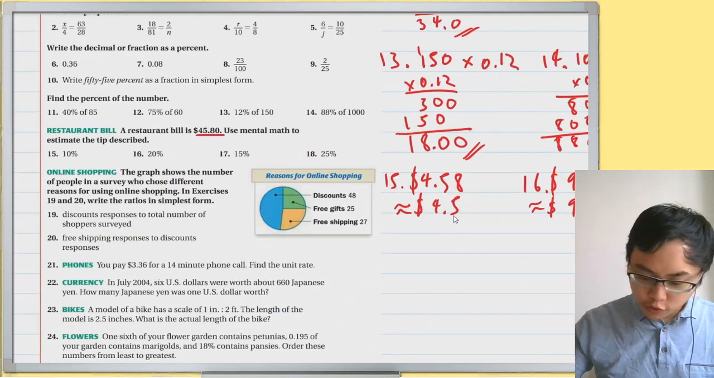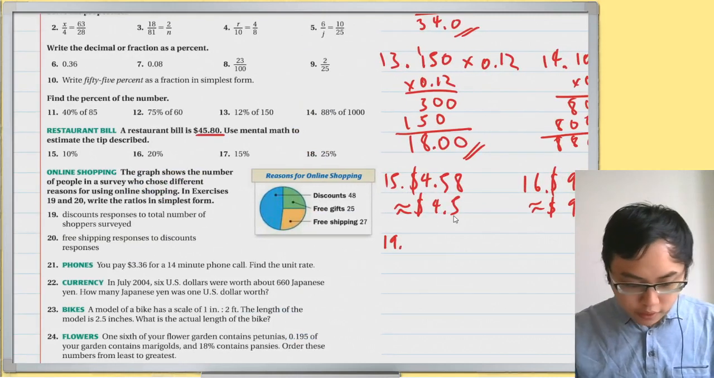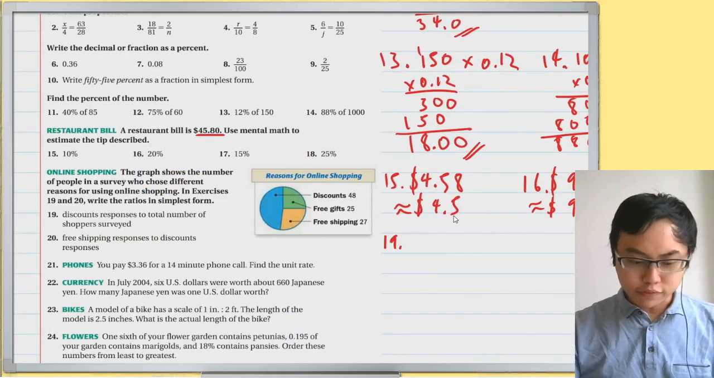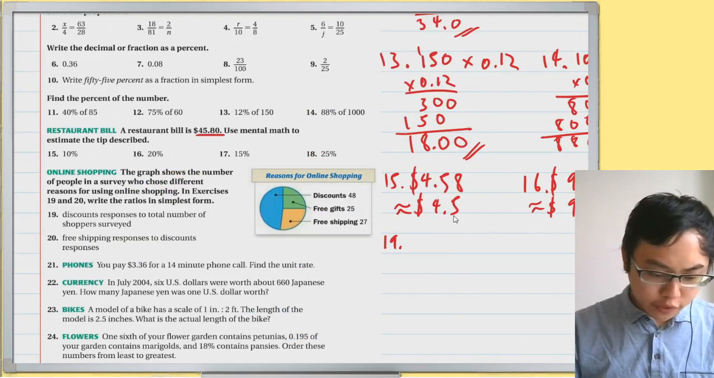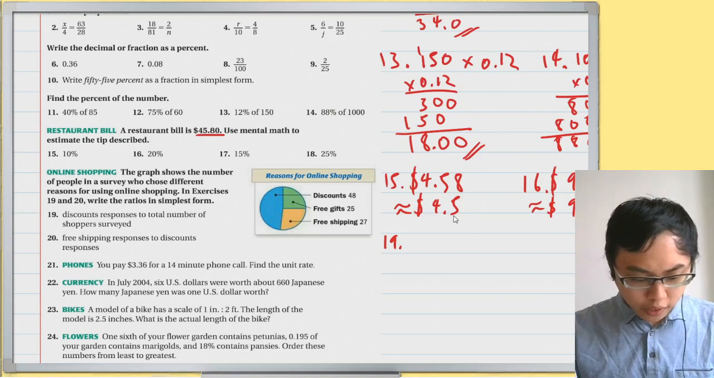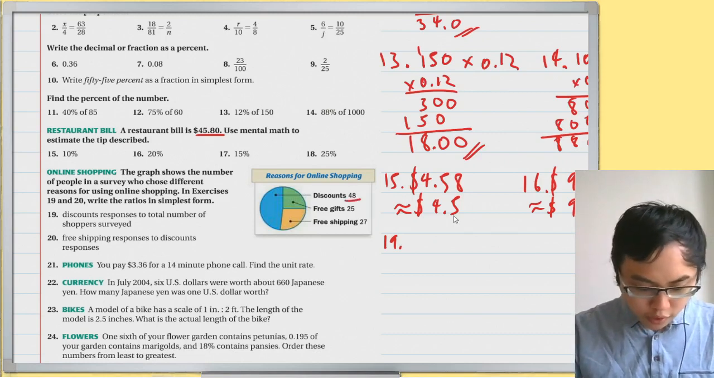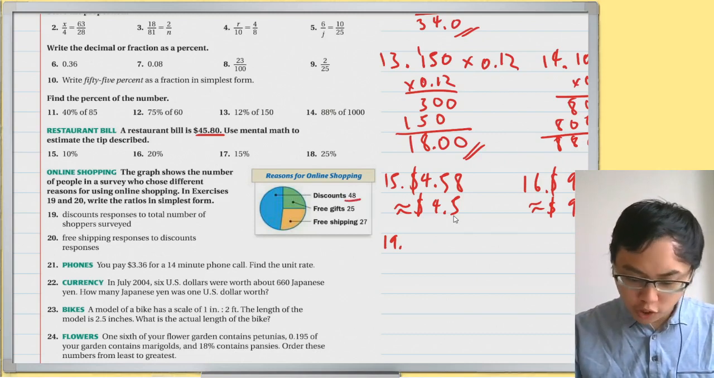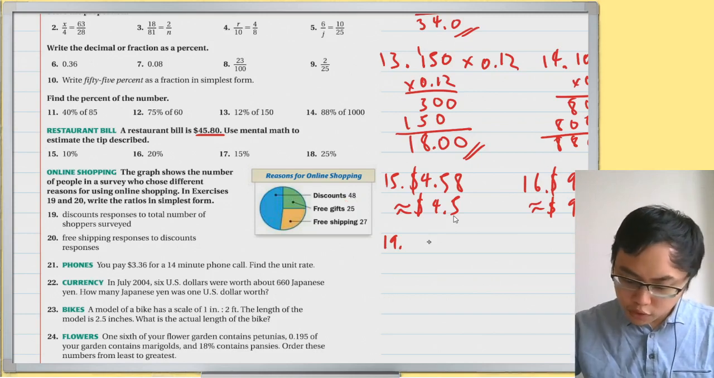So let's move on. Question 19. Online shopping. The graph shows the number of people in a survey who chose different reasons for using online shopping. And in the next two questions, write the ratios in simplest form of discount responses to the total number of shoppers surveyed. So first of all, what is the total shoppers?